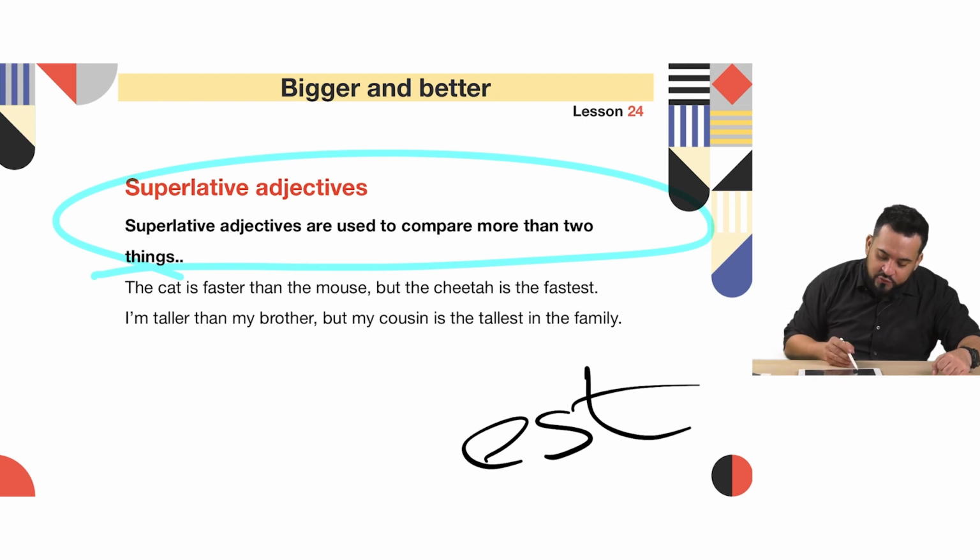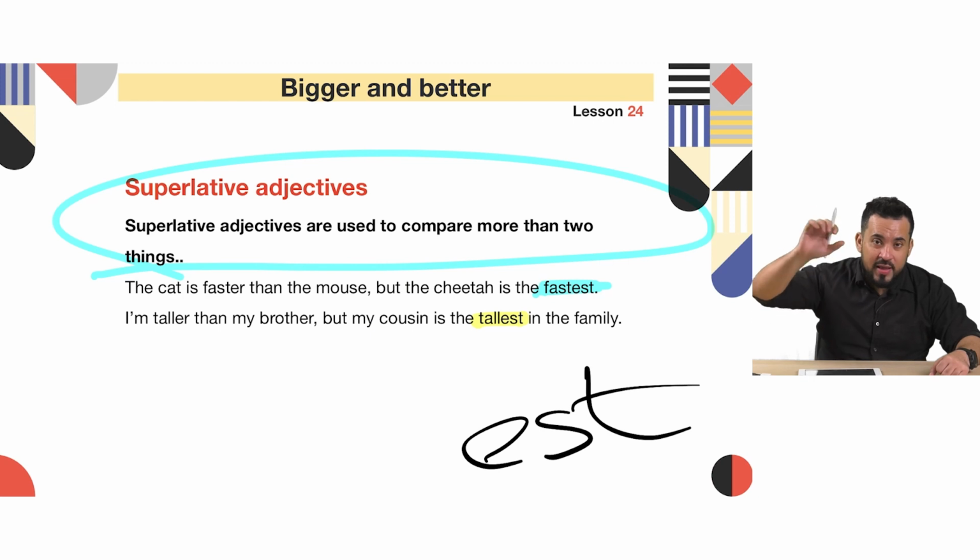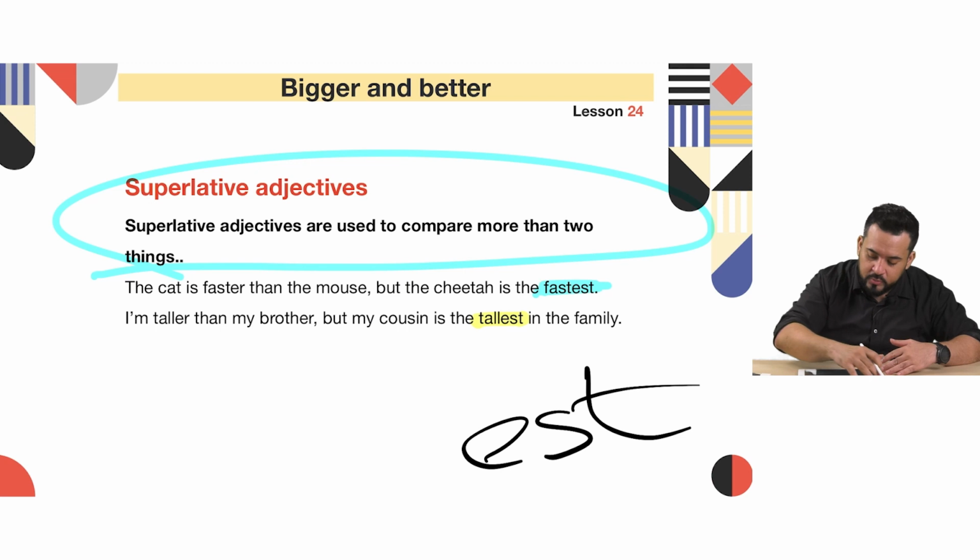The cat is faster than the mouse, but the cheetah is the fastest. I am taller than my brother, but my cousin is the tallest in the family. So here we're comparing more than two things, and we're saying one is the biggest or more than the other two.